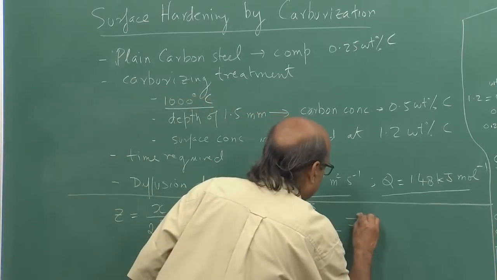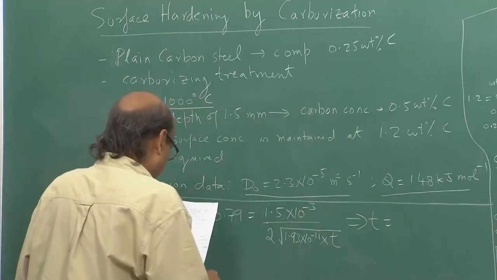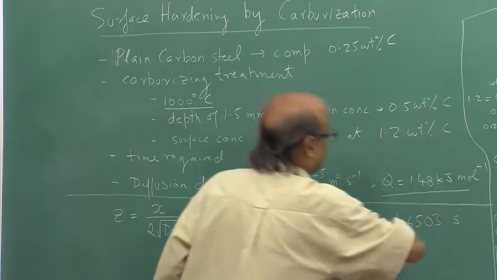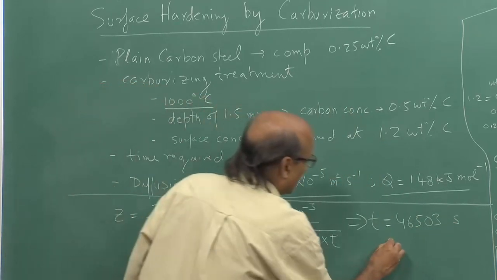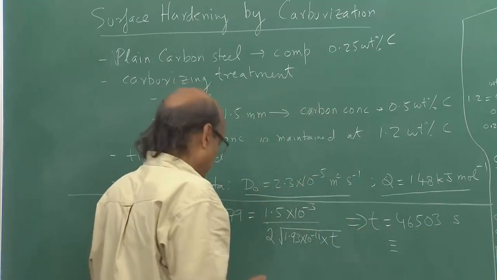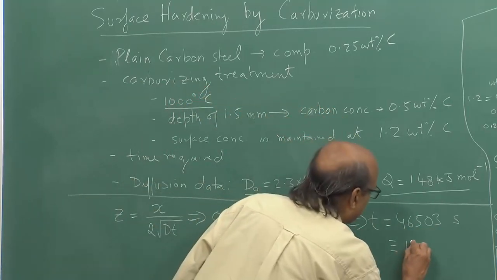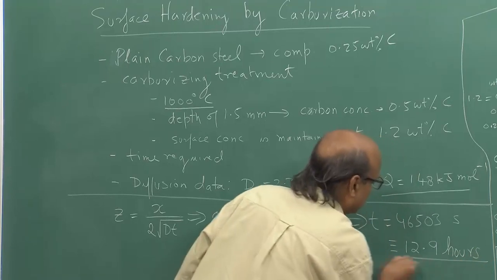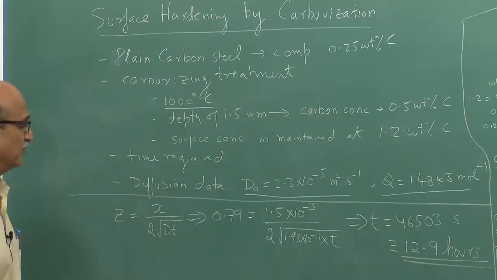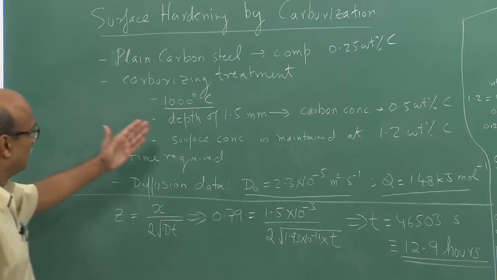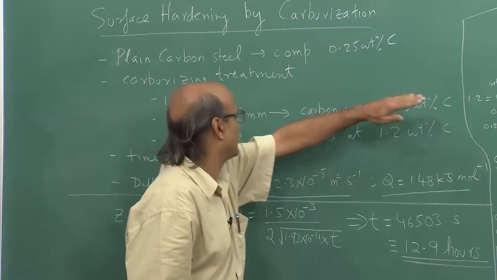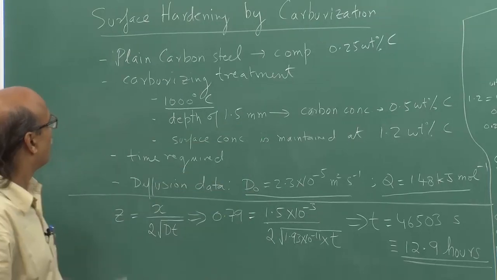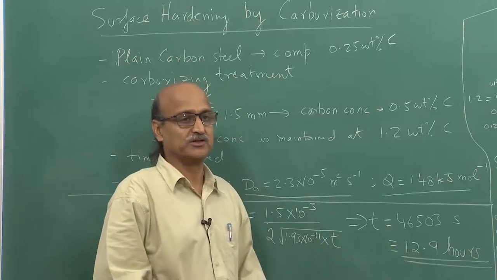From here, I will get a time of 465036 seconds. Convert this into hours, so divide this by 3600. This gives me that I require a carburization time of 12.9 hours or almost 13 hours. So, in order to get the carbon concentration up to 0.58% at a depth of 1.5 mm, I will need to carburize this component for almost 13 hours.